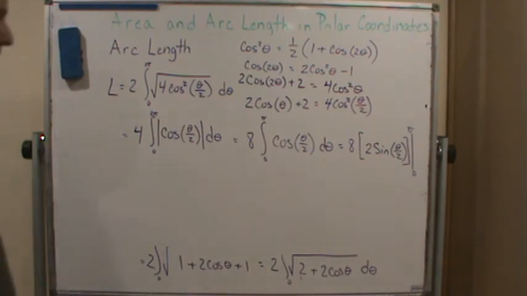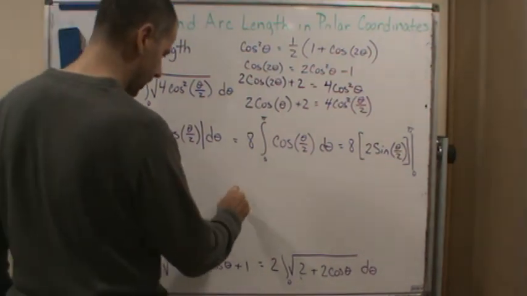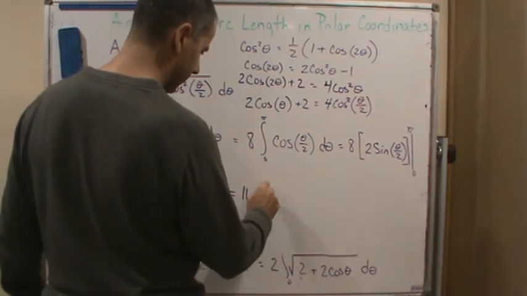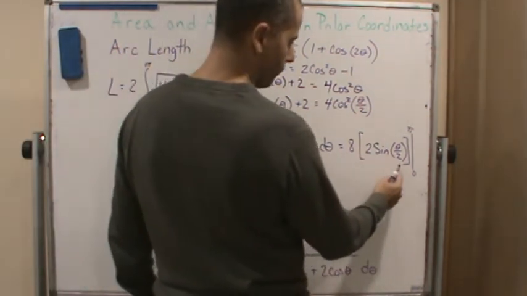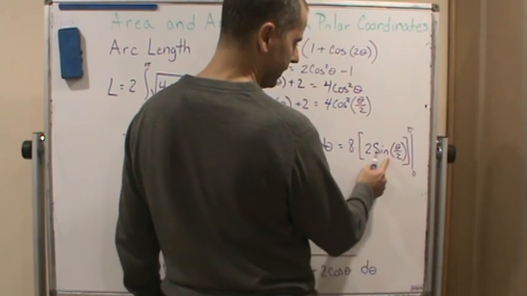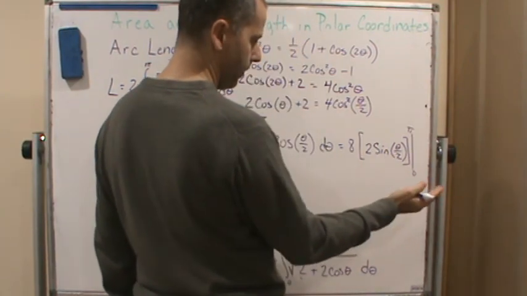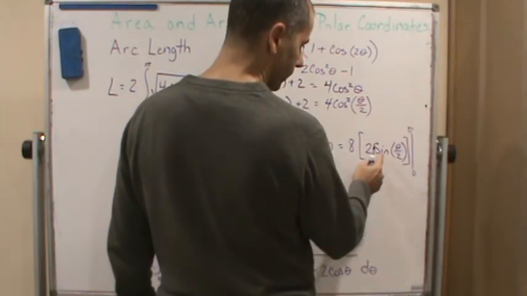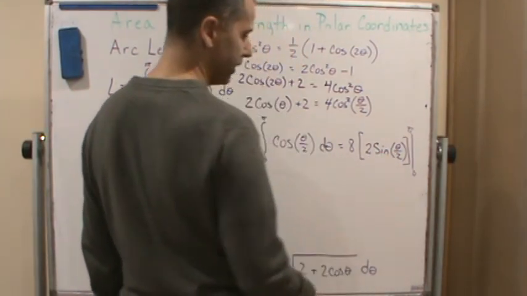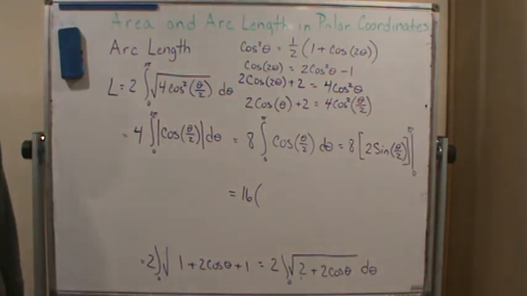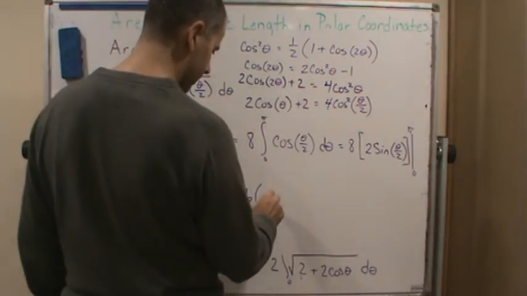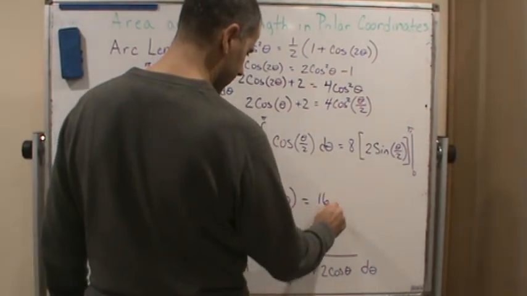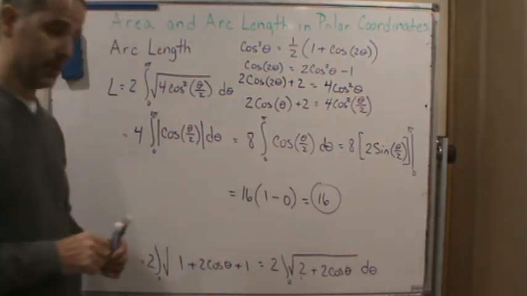Now guess what? This is easy, because this comes out and becomes 16, and look at this. At 0, this is the sine of 0, which is 0. At pi, this is pi over 2, or the sine of 90 degrees, which is 1. So this is just 1 minus 0, which just equals 16, and that is the answer.